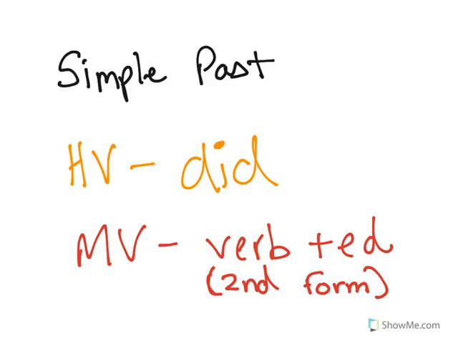Okay, so helping verb is did for all subjects. The main verb is ed for all subjects, or the second form if it's irregular verbs. And that's pretty cool because nothing really changes. The only verb that has two different forms in the past tense is the be verb. The be verb has was for I, he, she, and it, and it uses were for you, we, they, and then was for singular nouns and were for plural nouns as the subject.